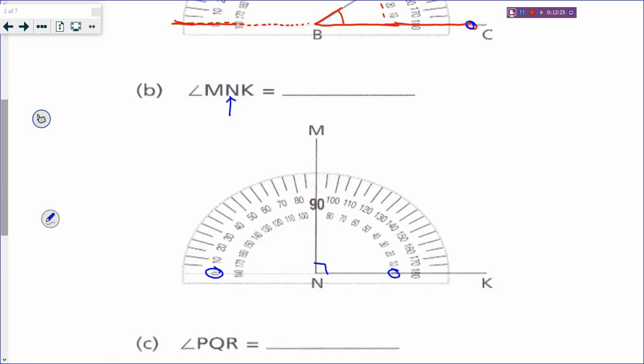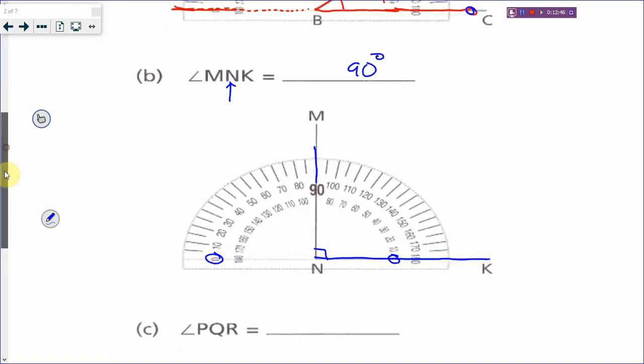Now, you should be looking on the right side, because the angle is formed by two lines, and this line is on the right side. So you should be looking at the 0 on the right side. And you count 0, 10, 20, 30, 40, and so on, and it's touching the longer line, which is 90 degrees. So your angle is 90. Okay? All right, next one. How about PQR?